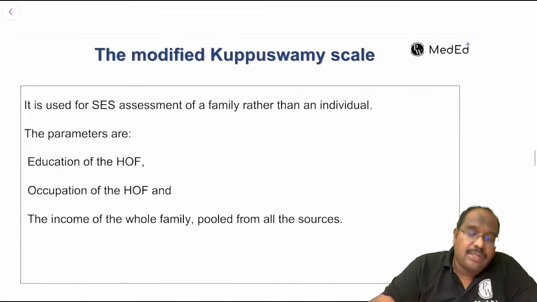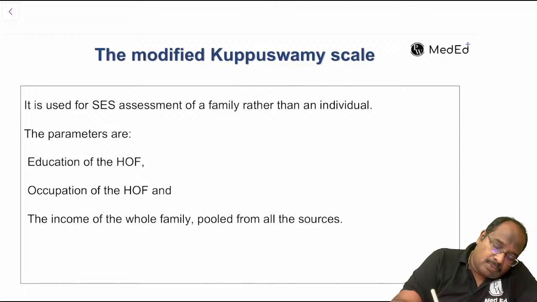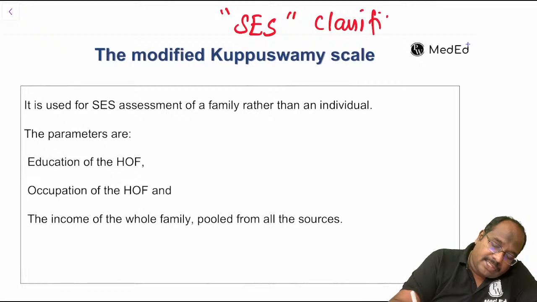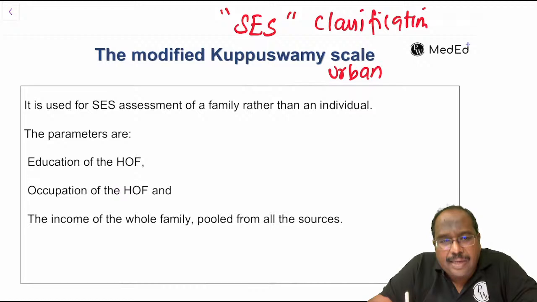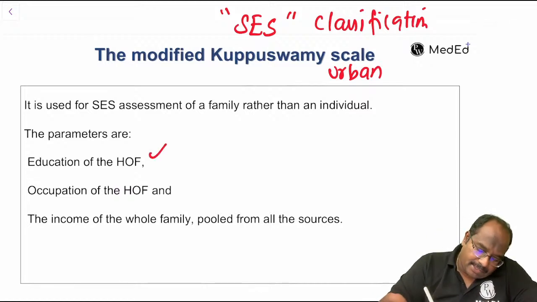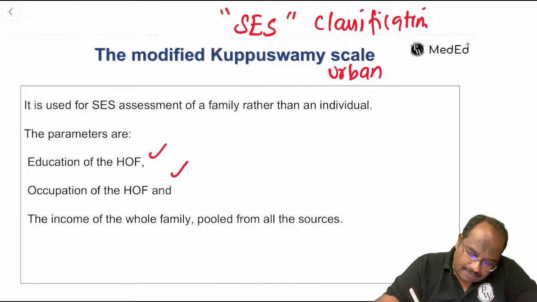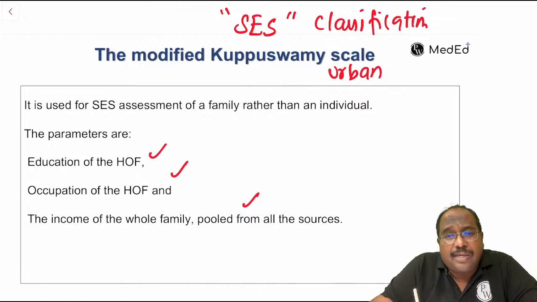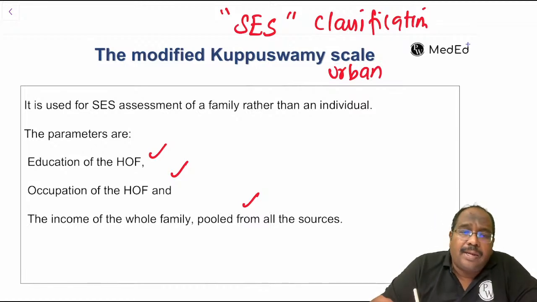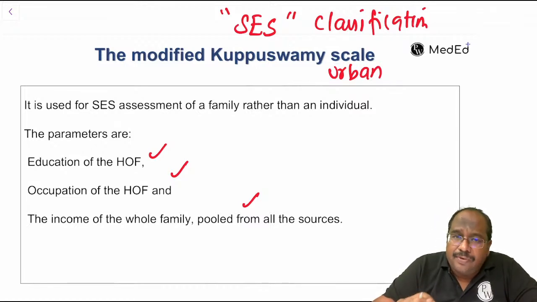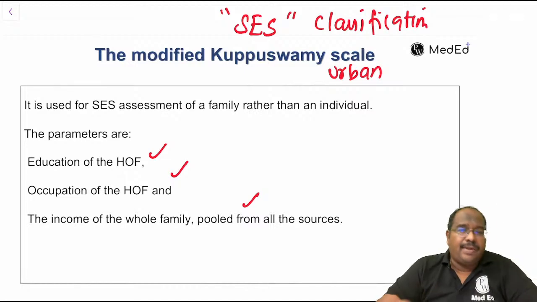Then you can use socio-economic status, guys. One of the new things here, socio-economic status classification. Kuppuswamy scale, we can use it for more urban areas. It includes three parameters: education, occupation of the head of the family, and family income. Based on that, you will make a score. At least you should know it is made up of these parameters: education of the head of the family, occupation, and income, guys.